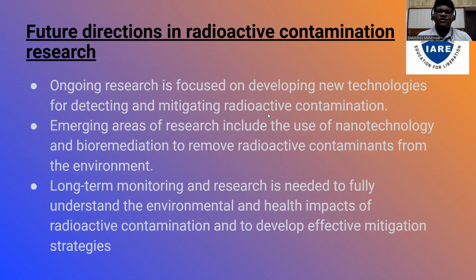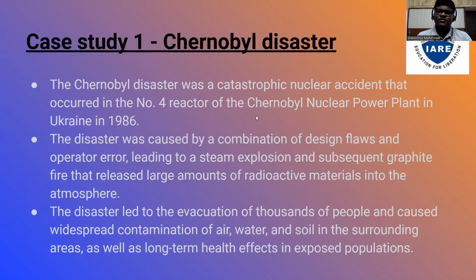Future directions in radioactive contamination research. Ongoing research is focused on developing new technologies for detecting and mitigating radioactive contamination. Emerging areas of research include the use of nanotechnology and bioremediation to remove radioactive contaminants from the environment. Long-term monitoring and research is needed to fully understand the environmental and health impacts of radioactive contamination and to develop effective mitigation strategies. Let's go on to some examples where heavy radioactive disasters have happened in the world.